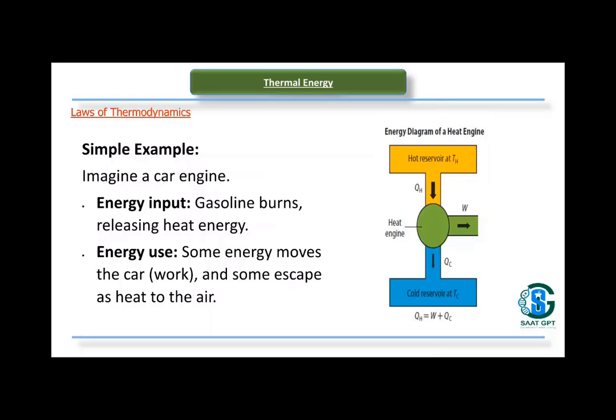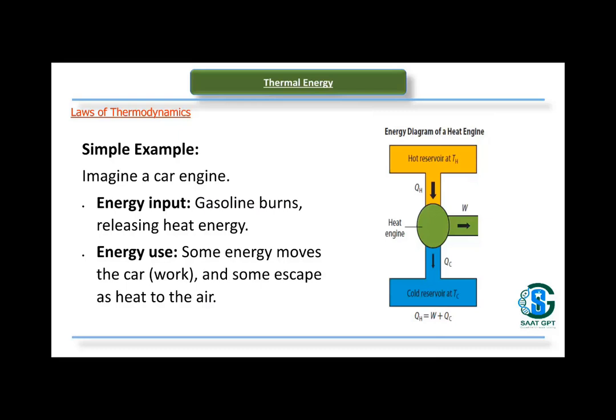Example for the first law of thermodynamics. We have something called a heat engine, as we said before. This heat engine changes heat, the thermal energy, into kinetic energy or mechanical energy. So we have a hot reservoir, and this hot reservoir has the hot matter.